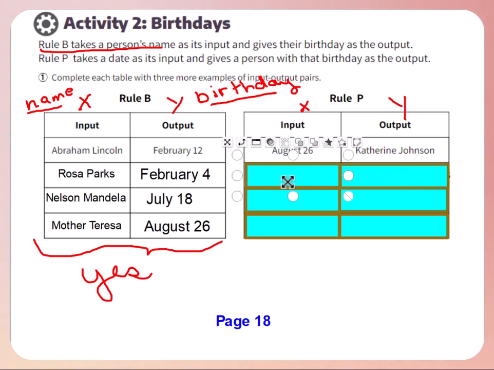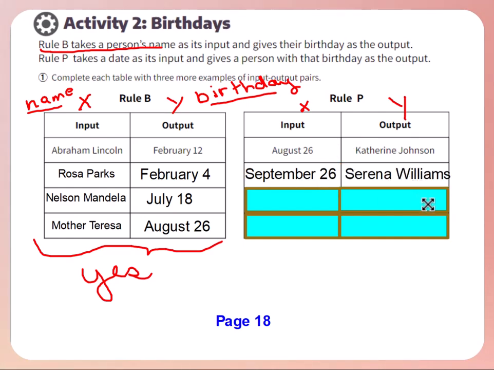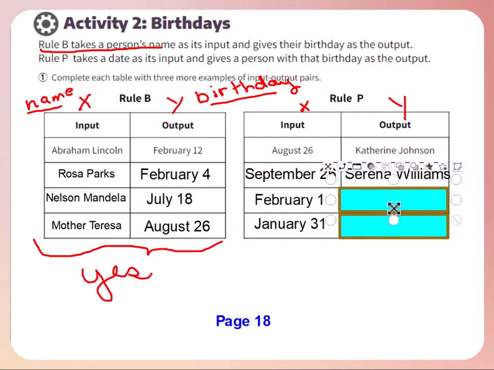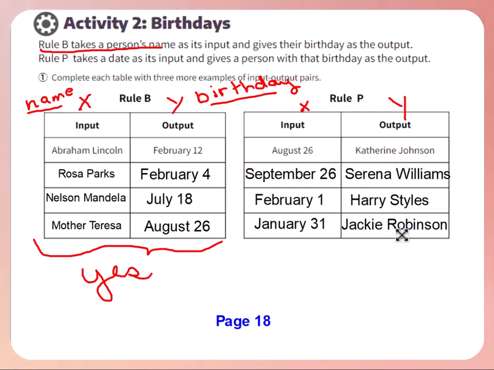Now let's think about this. Is there only one person that's born on September 26th? No, there are several. There's Serena Williams, but maybe your birthday's on September 26th. Okay, do the same thing for 2 others. This time we're starting with the date and then coming up with the name of a person. Now you can use the people around you, you can use classmates, you can ask them their name, but their name is going to be the output this time.